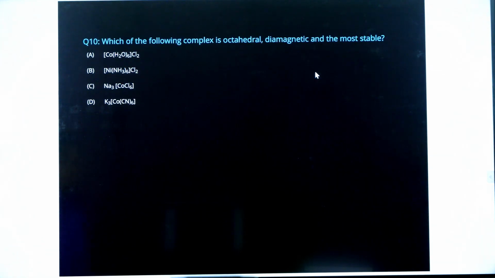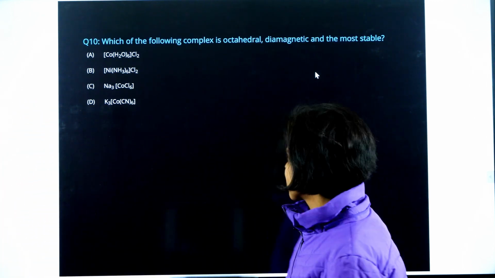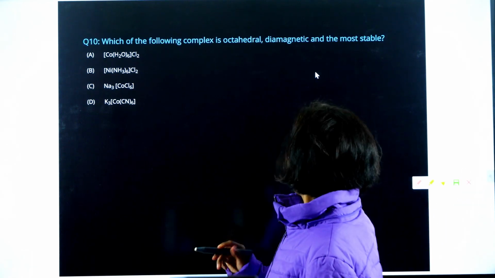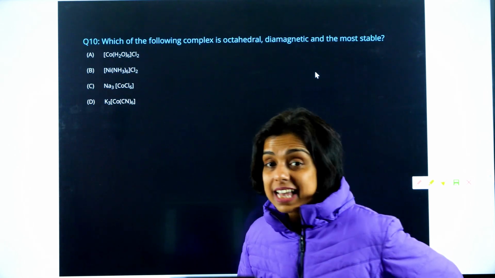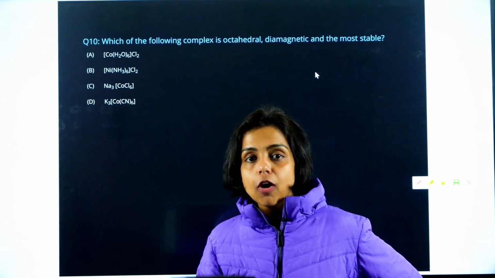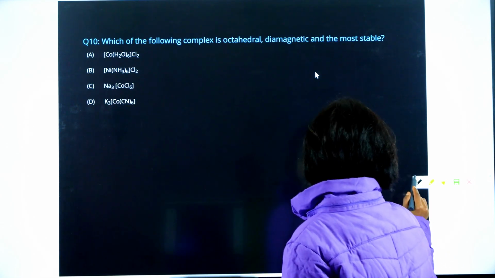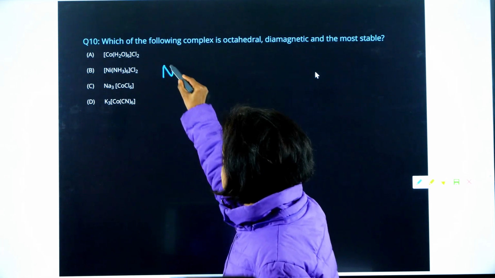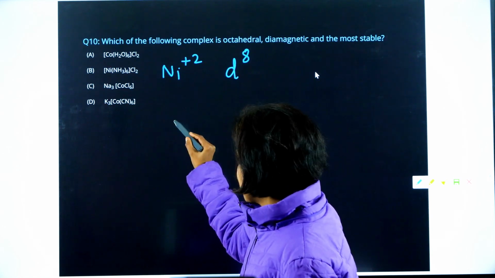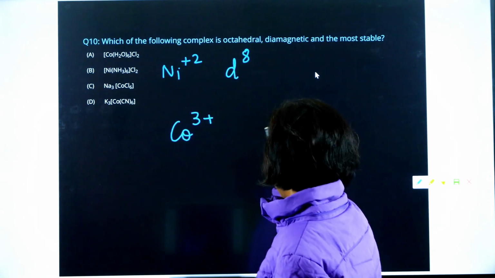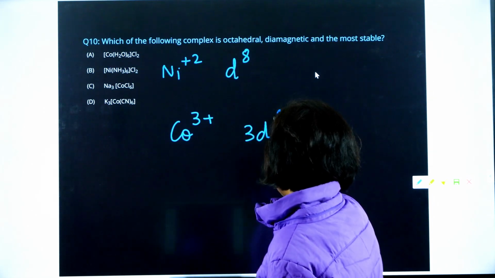Which of the following complexes is octahedral, diamagnetic and most stable? So octahedral, I can see 6 ligands in all, but diamagnetic and most stable. So I can see water and Cl, they are the weak field ligands, whereas ammonia and cyanide, CN, are strong field ligands. They will form more stable complexes, right? So out of these two, nickel and cobalt complex. Here nickel is in +2 oxidation state, that is D8 configuration, whereas cobalt is in +3 oxidation state, so D6 configuration is there.